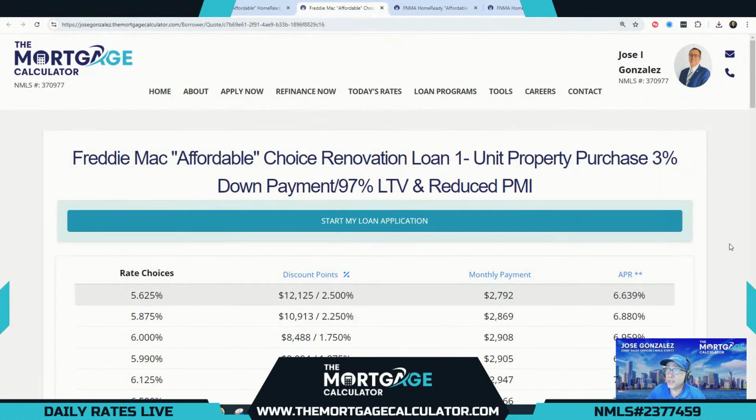So now we share the renovation loan option. This one happens to be Freddie Mac's Home Possible Choice Renovation Loan for a purchase with only 3% down. Now, those of you that may not be aware, the renovation loans can be used when purchasing a property that either has condition-related issues that would not allow it to close with a non-renovation loan, or simply the borrower wants to update kitchens, bathrooms, windows, and whatever else they want to do to the property as part of the purchase to make it their dream home.